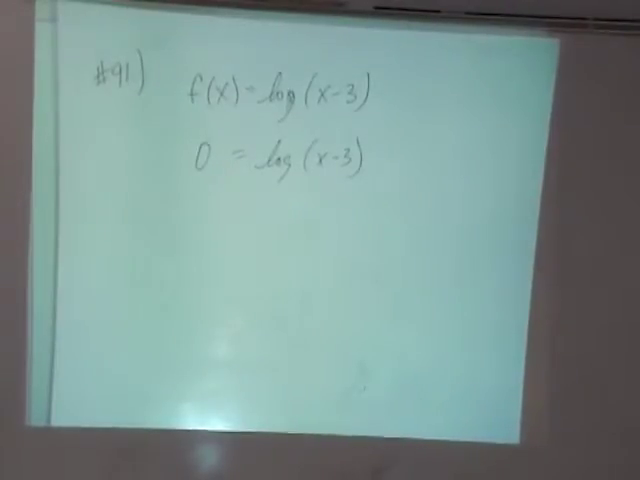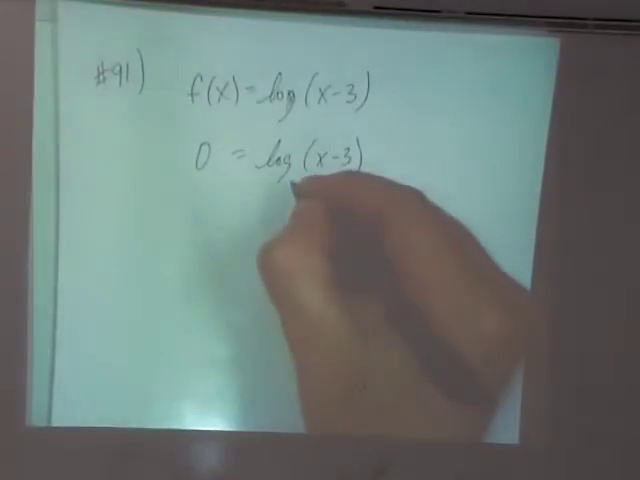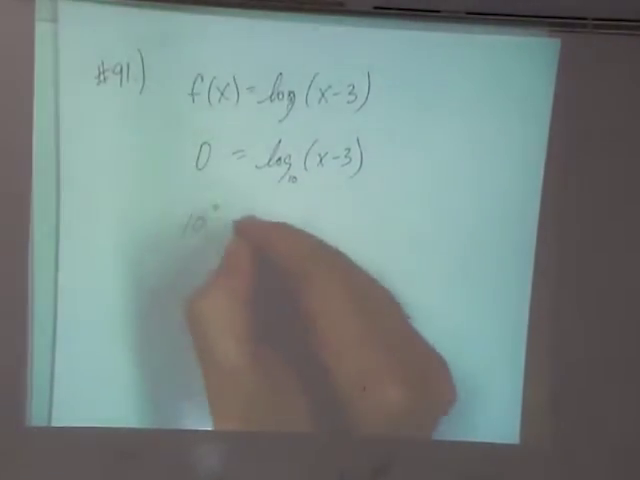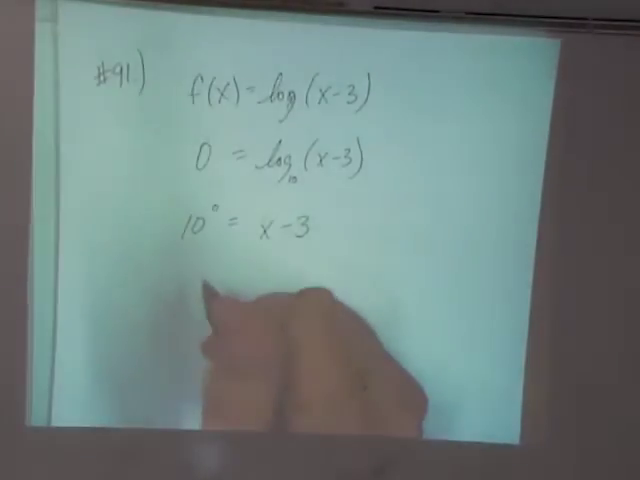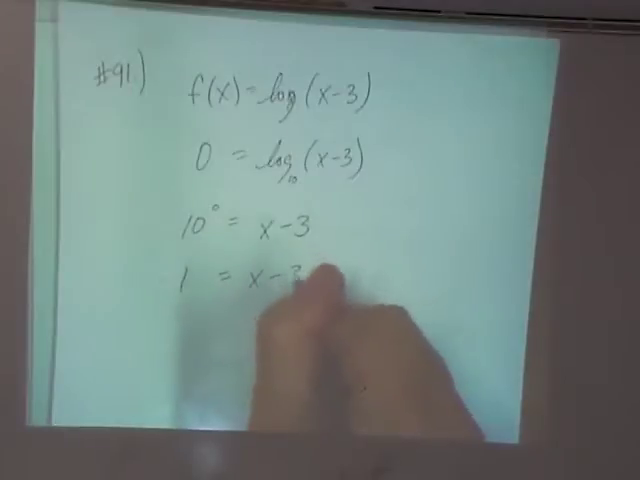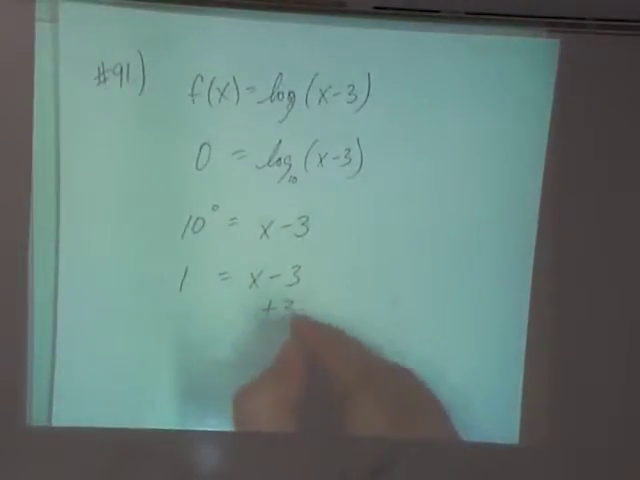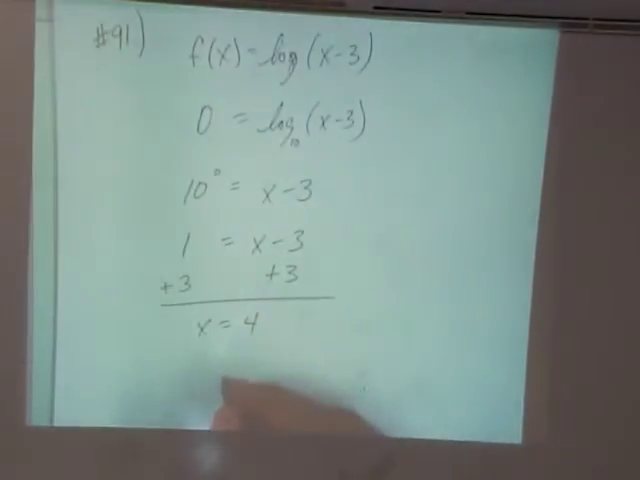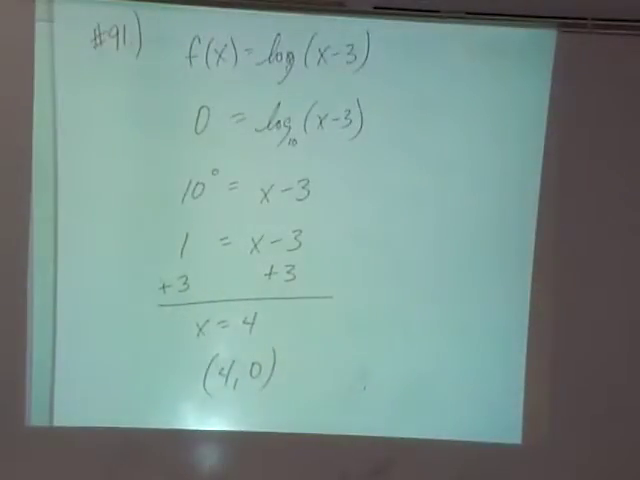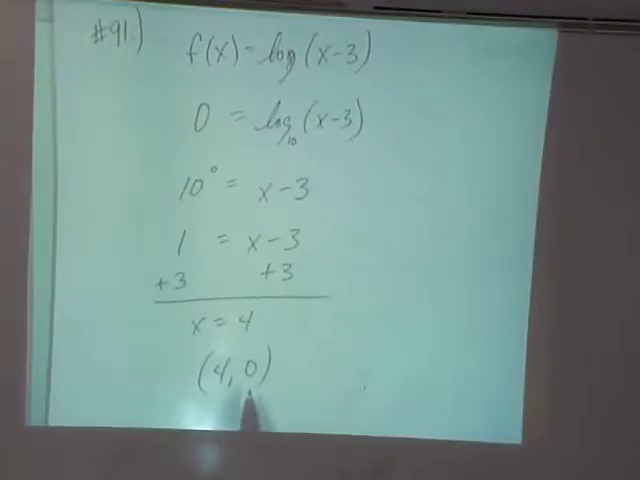I'm going to move my base over. What's my base? 10, right? So it'll be 10 to the 0 power equals x minus 3. 10 to the 0 power is 1. So we'll add 3. So x equals 4, and 4 comma 0 is my x-intercept. Remember, make the y equal to 0, so that's why that's 0 there. Okay?